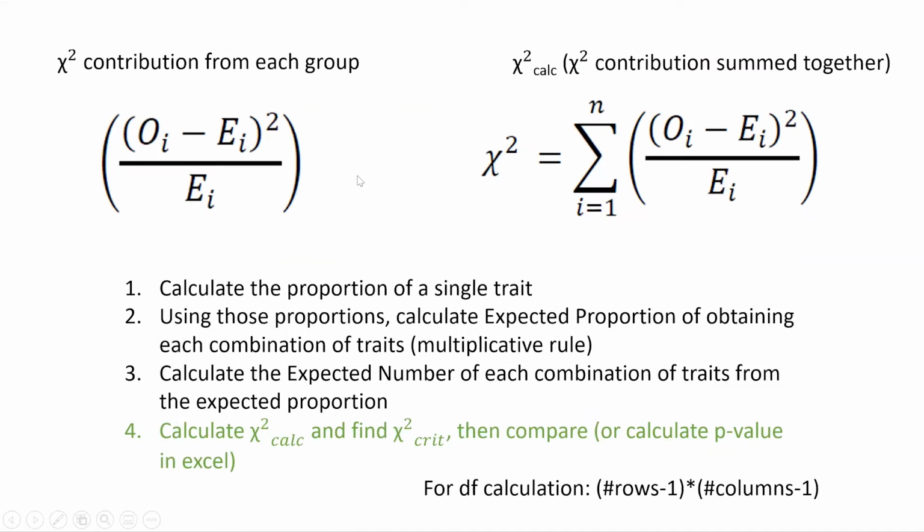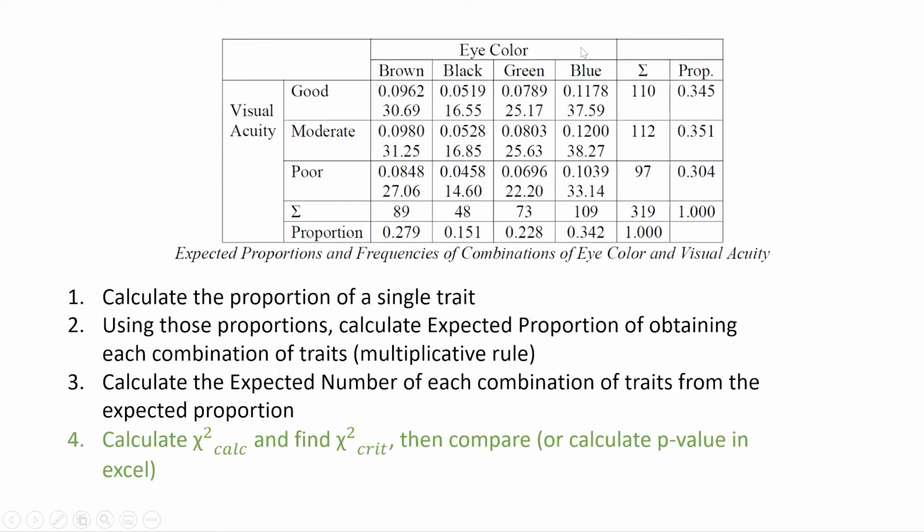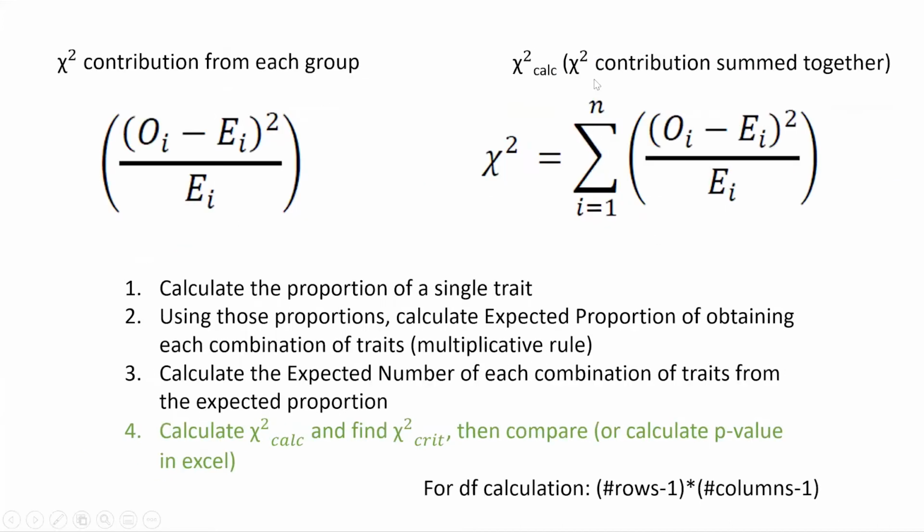Again, we do that using this chi-squared contribution from each group. So we would calculate this chi-squared contribution for each of these groups, for this group, this group, this group, for each of those, and then sum them together to get our chi-squared calc. Which I have here. So you sum each of those contributions together to get your chi-squared calc. You then compare that to your critical value to get your p-value.